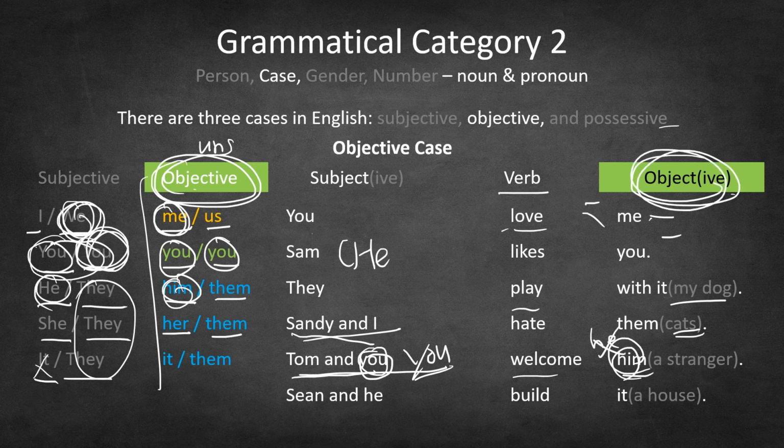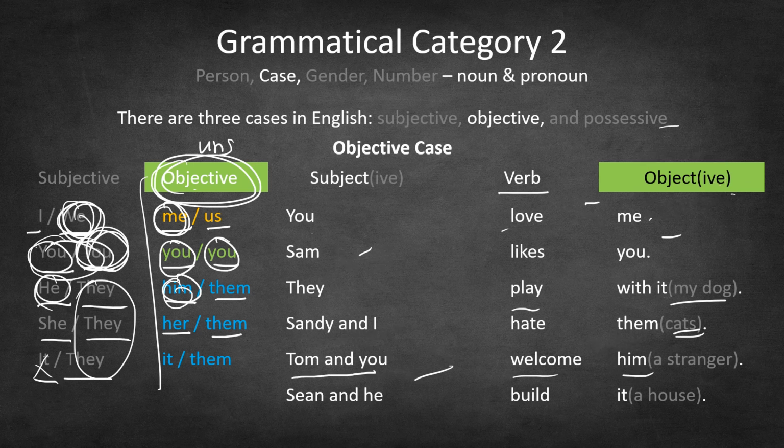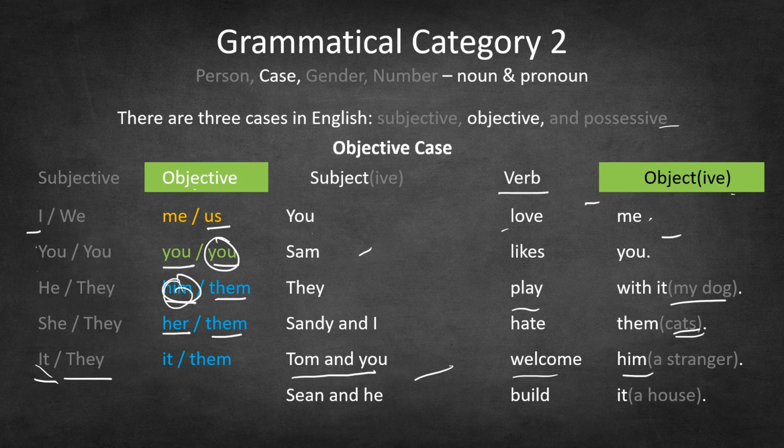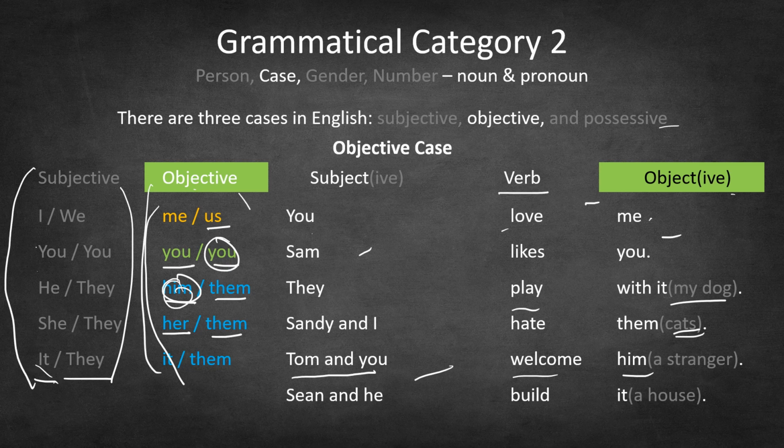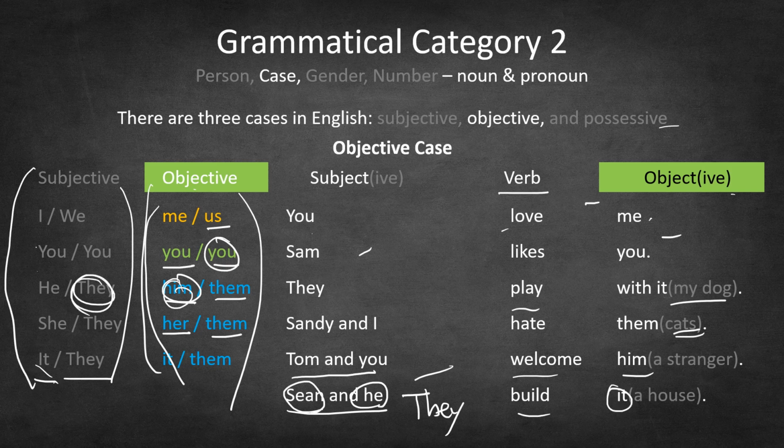Okay, don't get confused. Just remember the subjective pronouns are I, we, you, he, they, she, they, it, they, and these are objective. Me, us, you, him, them, her, them, it, them. So memorize this, subjective and objective. So Sean and he, okay, Sean, he, and he becomes they. This one, they build it, a house or whatever it is, it.